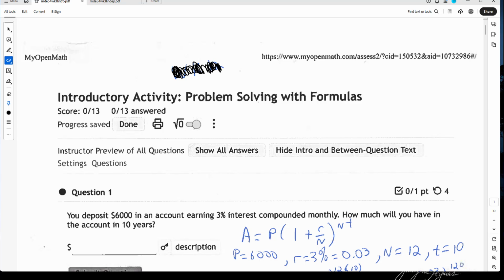This is week 11 problems, week 11 introductory activity, problem solving with formulas.